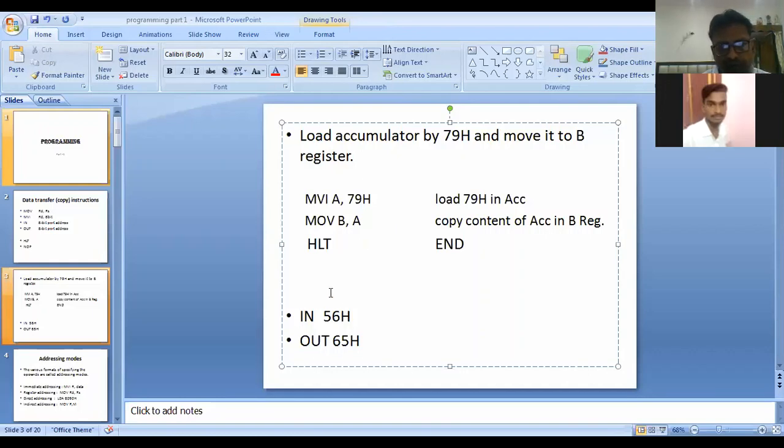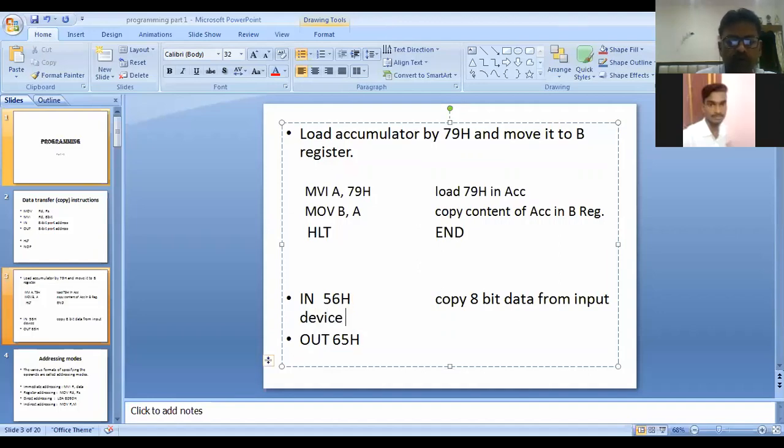Now, whenever we have to work with input and output devices, whenever we have to read, this is the operation you are going to do, transferring the data within the register. Now, these two instructions, IN 56H, what does it mean? In 56H instruction, what will it be doing? Copy 8-bit data from the input device whose port address is 56.